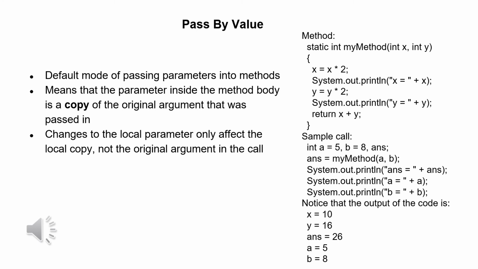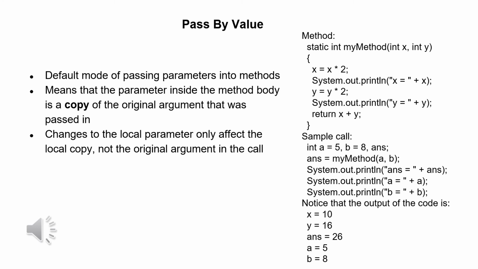Two integers, x and y. It will multiply x by 2 and will multiply y by 2, and finally it will return the summation of x and y.